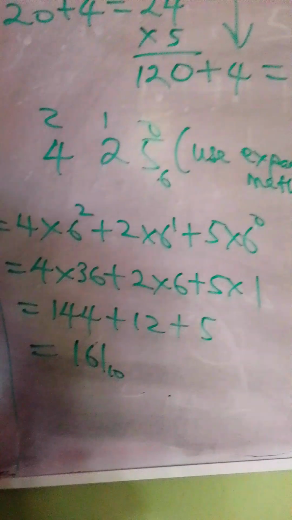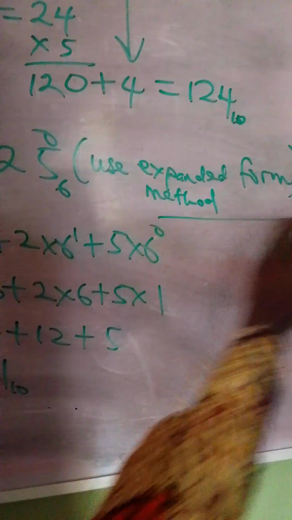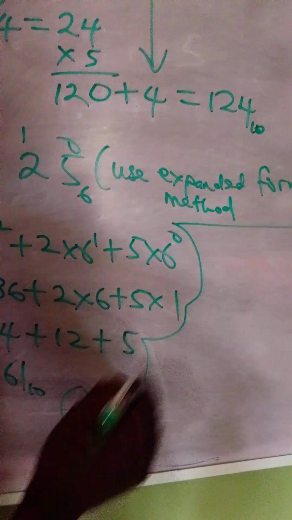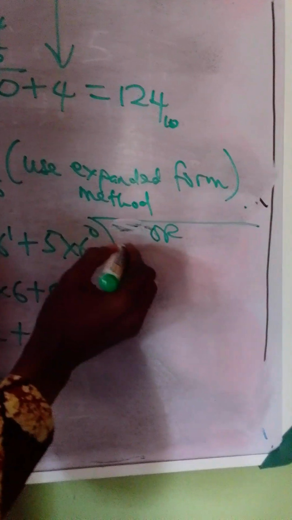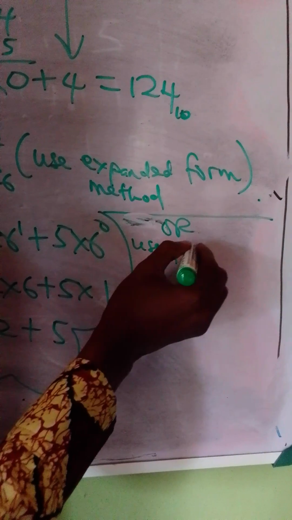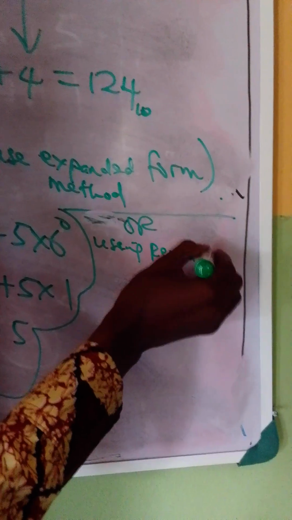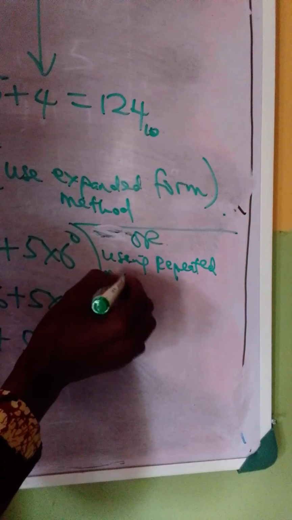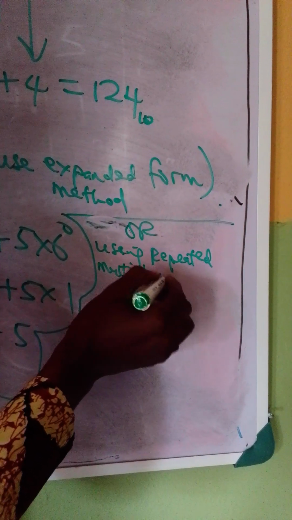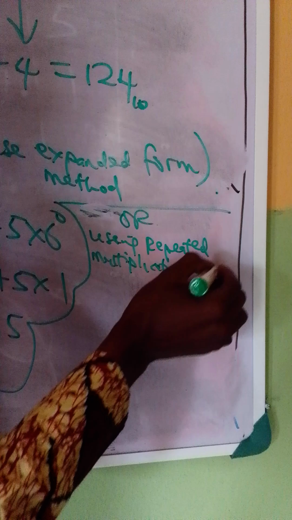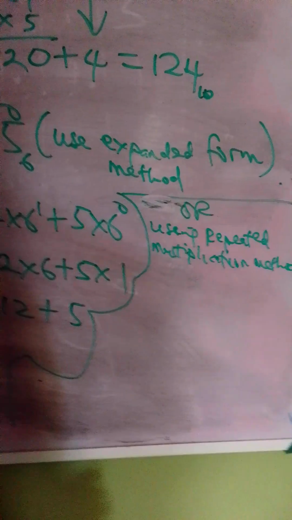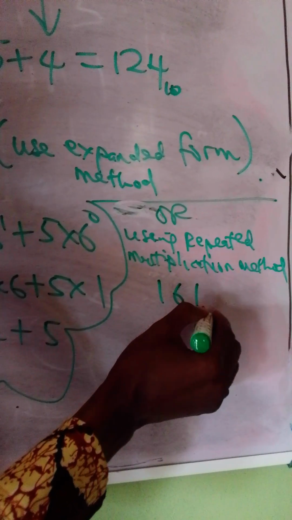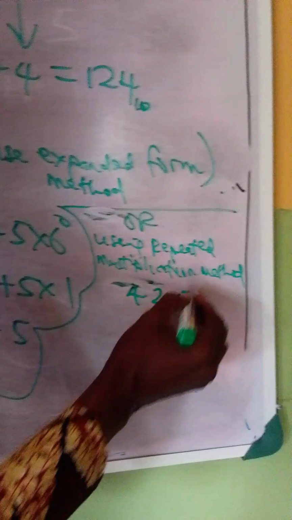Then let me try using the repeated multiplication method. All right, I'll still get that 161. Okay, sorry, I'll still get the 161. So we have 425 in base 6.